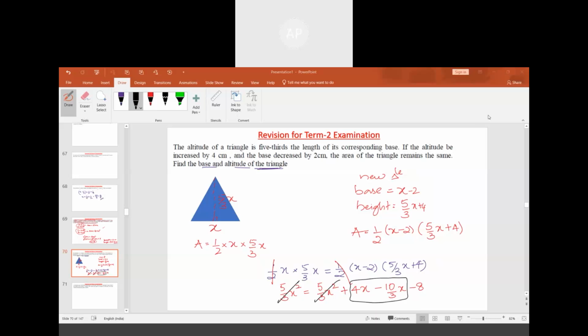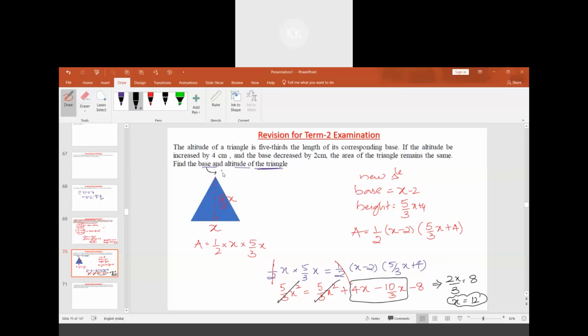4x minus 10x by 3. 12 minus 10 is 2, no? So 8 is equal to 2x by 3, and we get 2x equal to 24, so x is equal to 12. X is 12.